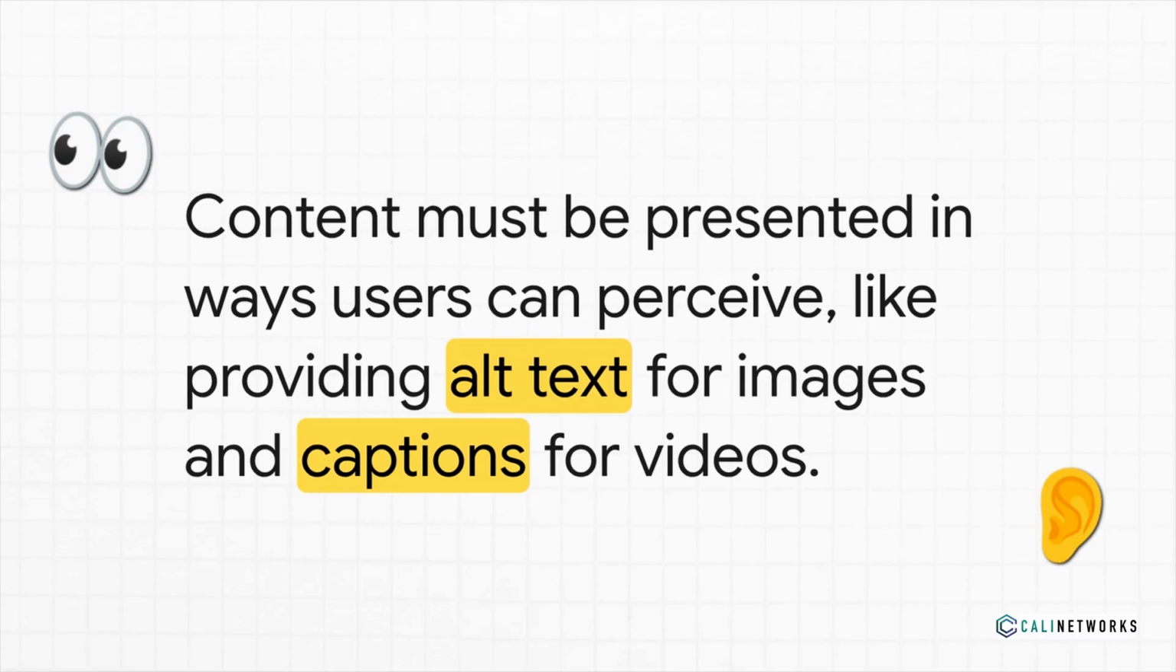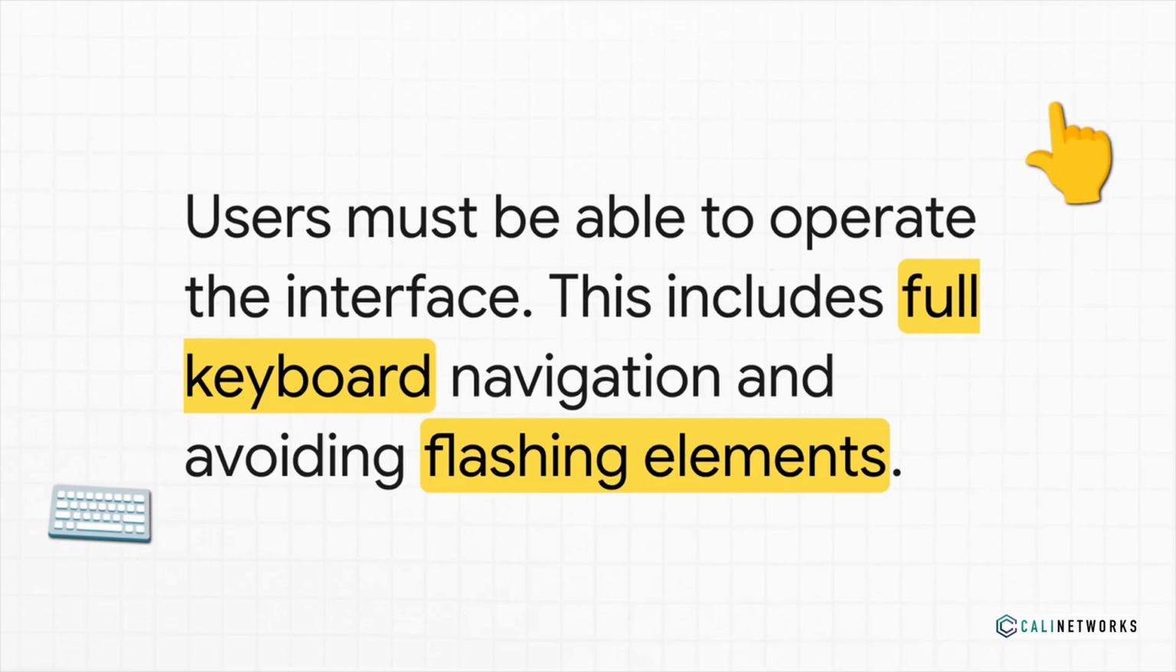It's simple. Users have to be able to see or hear your content. It can't be invisible to their senses. This is exactly why we add alt text to images, so screen readers can describe them, and why we put captions on videos for folks who are hard of hearing. Makes sense, right? Next, we've got O for operable.